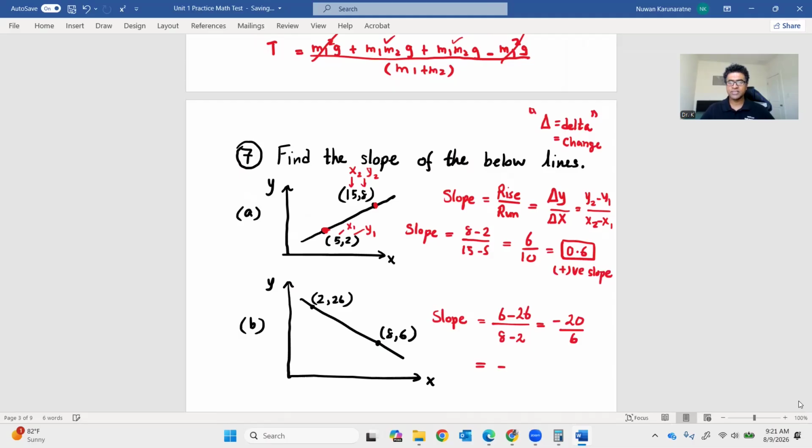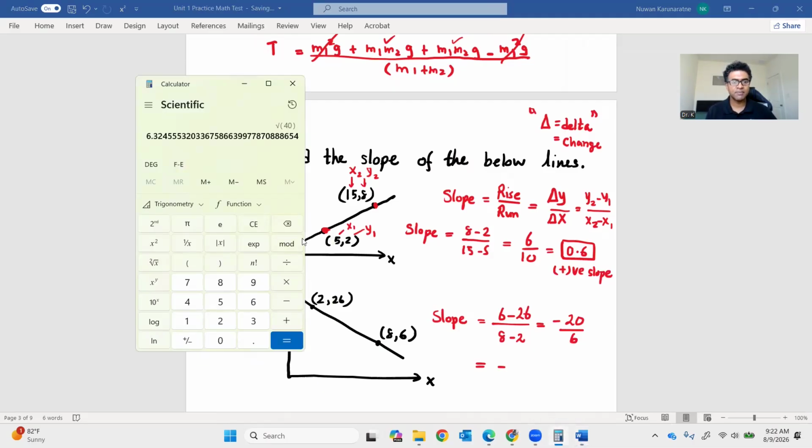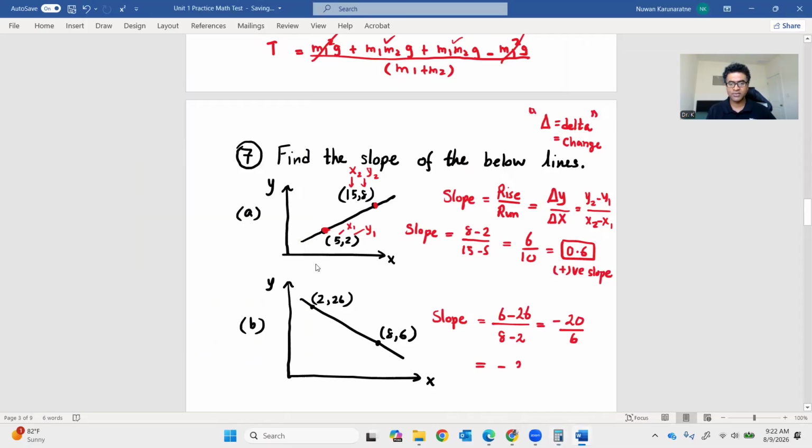Okay, so that's going to give us a negative slope. So 20 divided by 6. So that's 3.33. So we'll have 3.33, and that's a negative slope. Okay, so that's a negative slope. So that's like the negative symbol. Okay, that's how I do that.